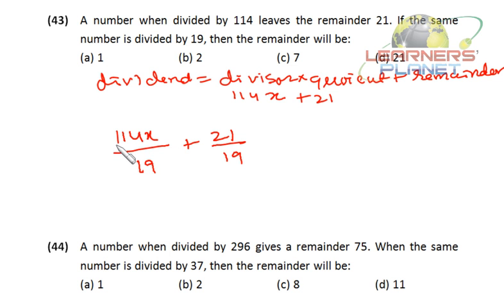Now 114 is a multiple of 19, since 19 sixes are 114. So from here you won't be getting any remainder, and from this expression 21 by 19 we will be getting 2 as the remainder. Okay friends, so 2 is the correct answer. Let's do the next problem.